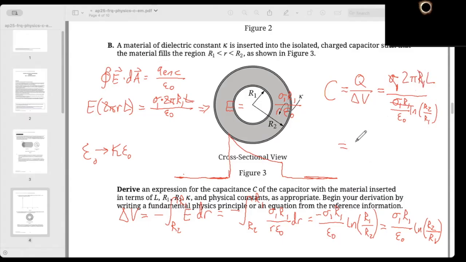Okay, this is super nice. So 2 pi L epsilon naught over natural log of R2 over R1. I don't really care to try to simplify that down anymore. I don't think I'm going to be able to.